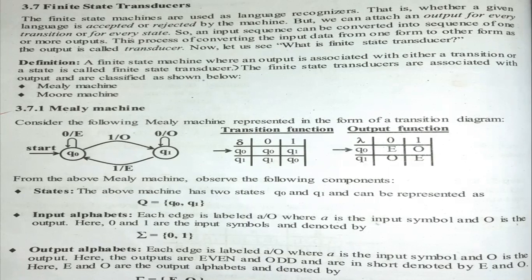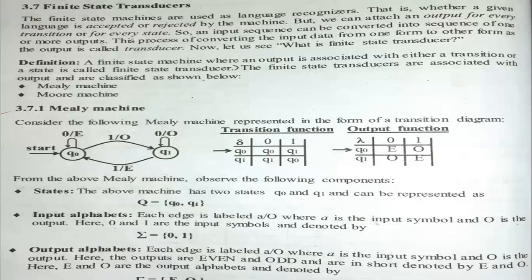Now let us see what finite state transducers are. By definition, a finite state machine where an output is associated with either a transition or a state is called a finite state transducer. It's very simple. Previously we had only input alphabets, but here we will have both input and output. If that is possible, then that finite state machine is called a finite state transducer. When we see the example, we will have a better understanding of this.